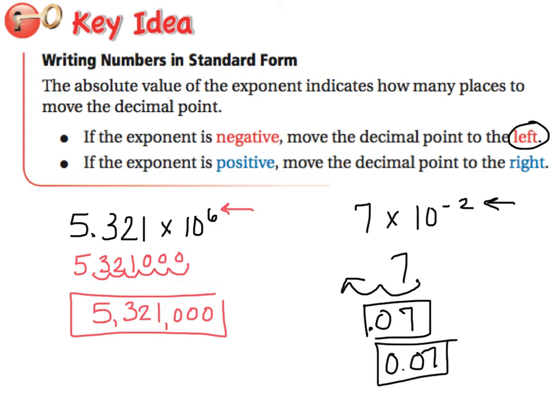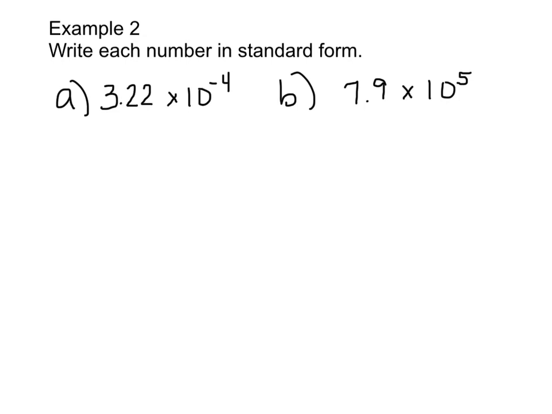0.07. Now, I'm hoping you remember from negative exponents that when you're multiplying by 10 to the negative 2, that's really taking 7 and multiplying it by 1 over 100. So basically, all you're doing is dividing by 10 twice, or you're taking 7 divided by 100. And that would be 7/100ths, which also gives you 0.07. So let's do some more examples.